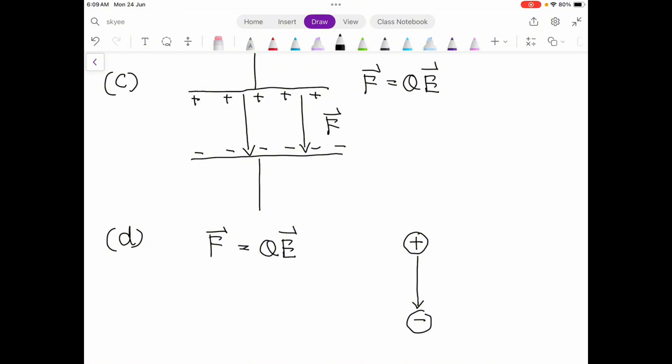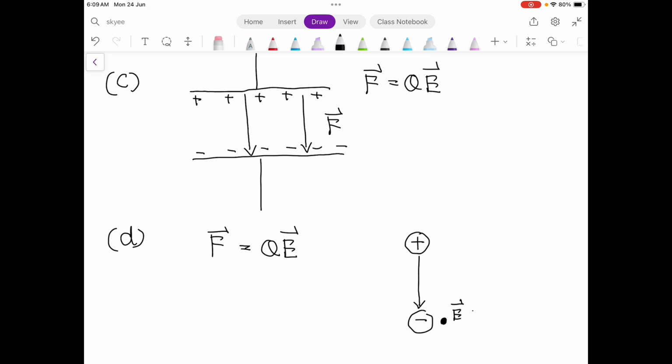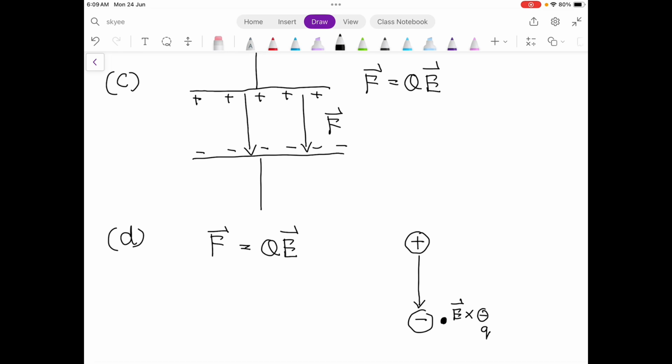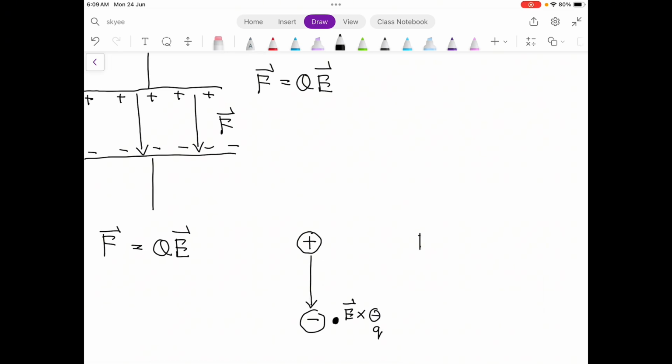If you want to find the force, for example, at this position, you have to find the electric field at this position first, and then you multiply it with the Q of the negative charge. So same as this condition, first of all we find the electric field contributed by the positive plate at this position.